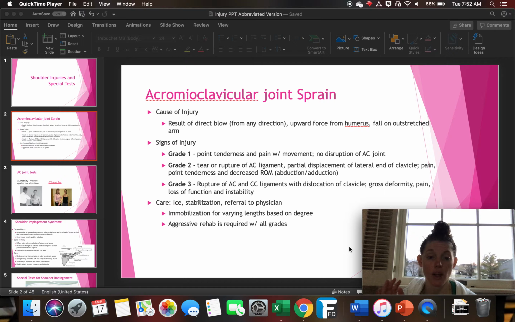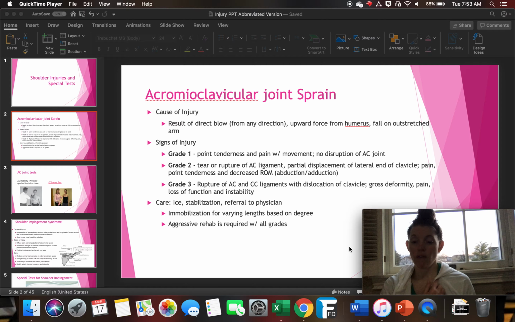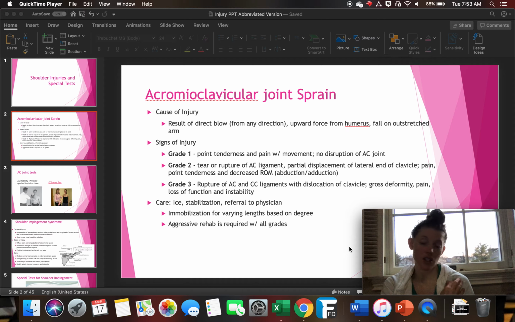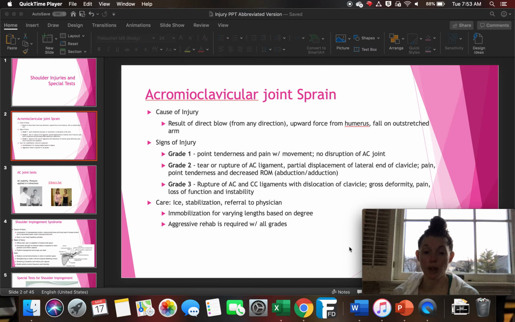So the signs, they will have point tenderness and pain with movement, but with a grade 1, there's not going to be any disruption of that joint. If they partially tear it, then that lateral end of that clavicle might be a little bit moved, and they might have decreased range of motion. And then if they completely rupture those ligaments, the acromioclavicular and the coracoclavicular, which is like the coracoid process just down a little bit from it, then there would be gross deformity.